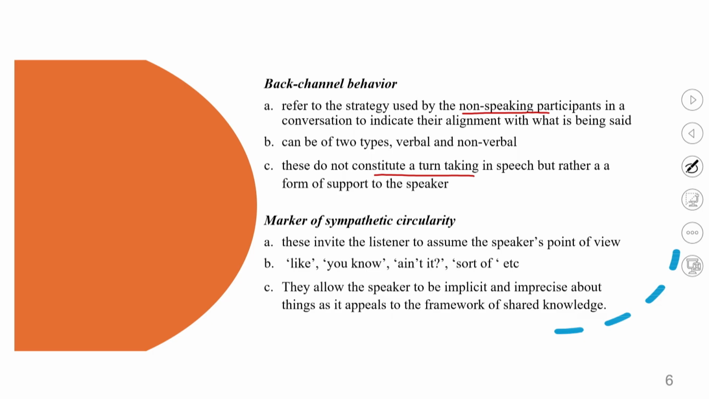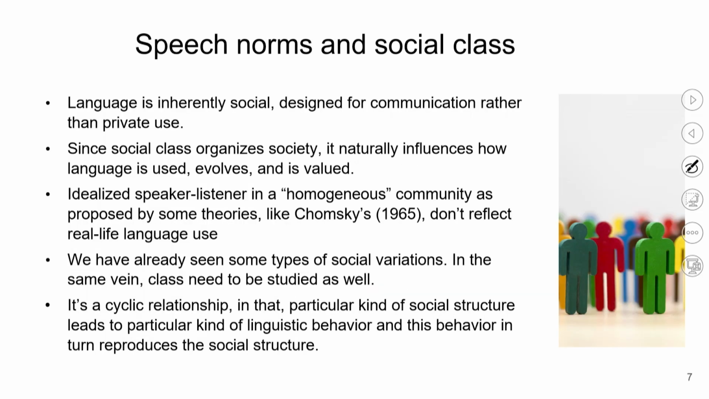Then there is something called markers of sympathetic circularity. Sympathetic circularity happens when we want to take the audience along. We show that we do have some shared understanding, shared knowledge, and thereby we use certain markers that say, see, we are on the same boat, that kind of thing. There we use words like, ain't it, sort of, all this, where you understand that if I say this, the other person will automatically understand what I am talking about. So, these are markers of sympathetic circularity. These are some of the norms.